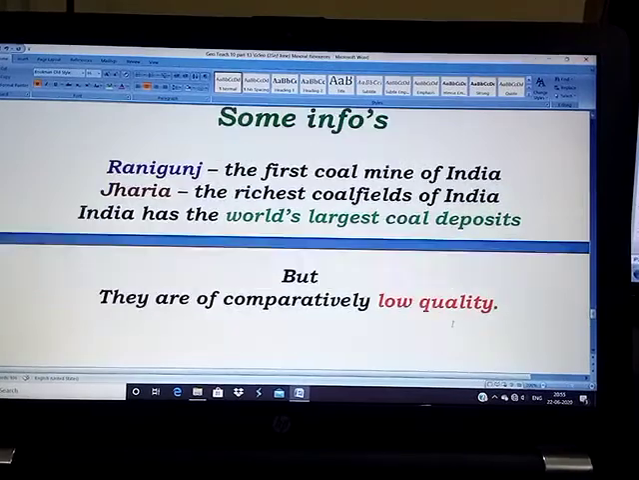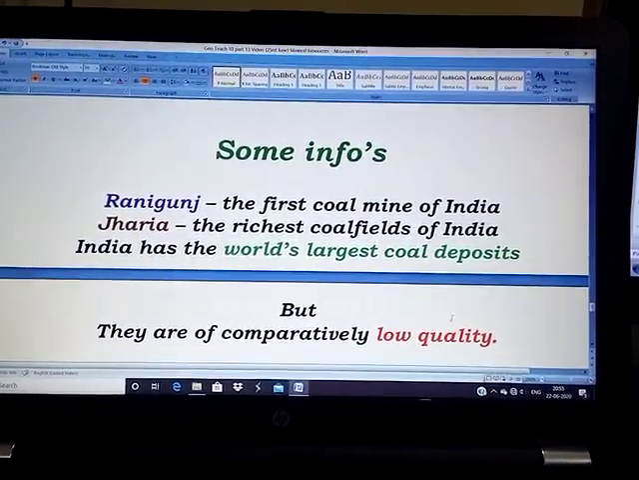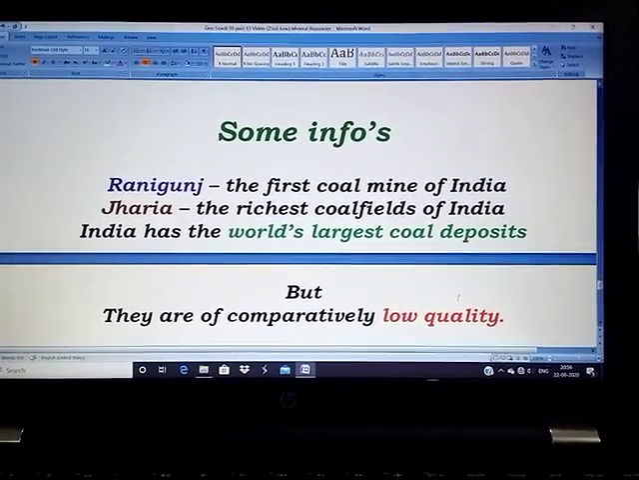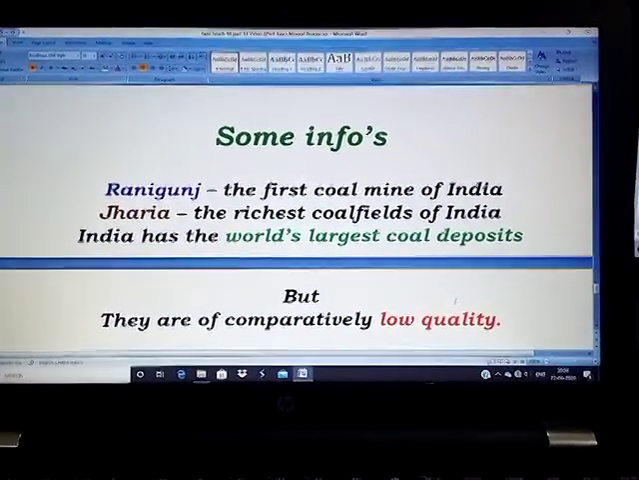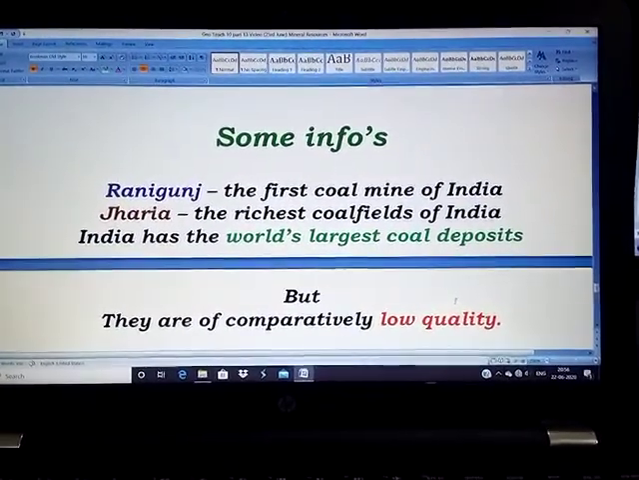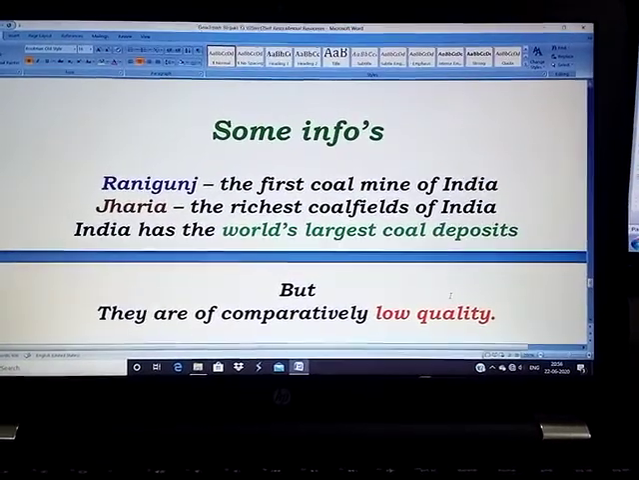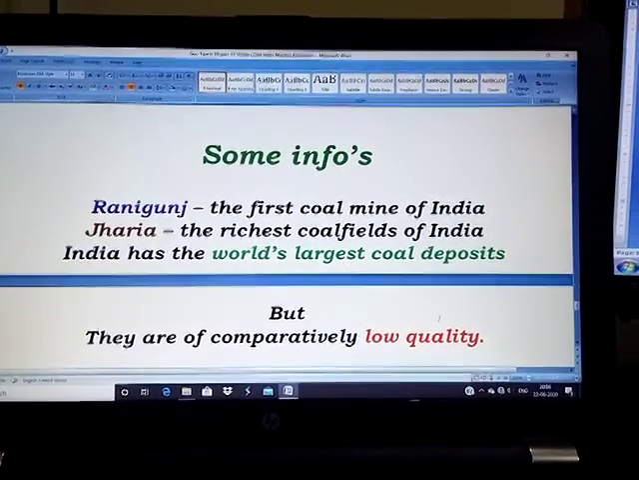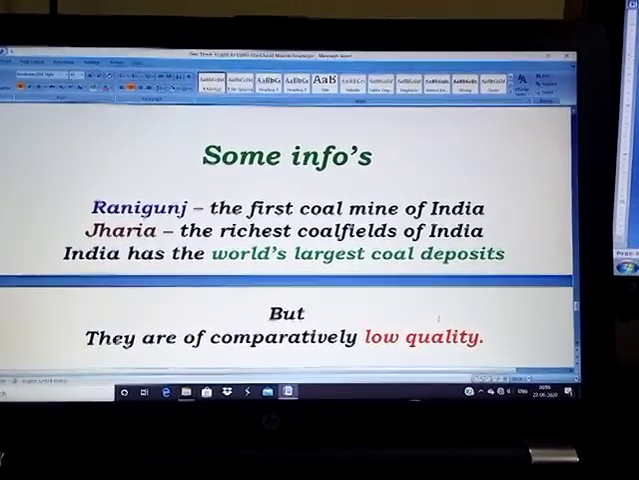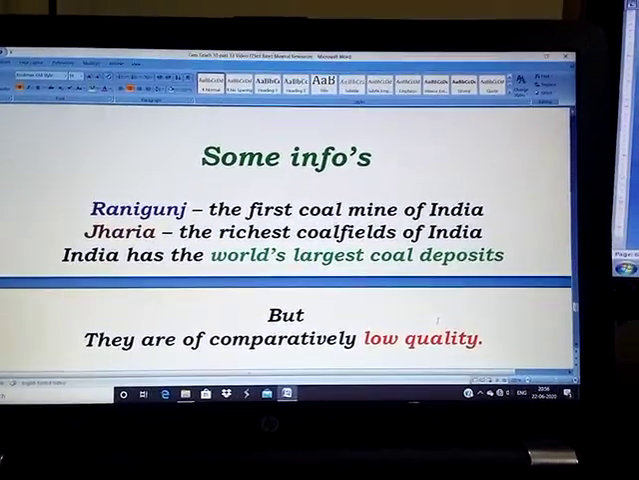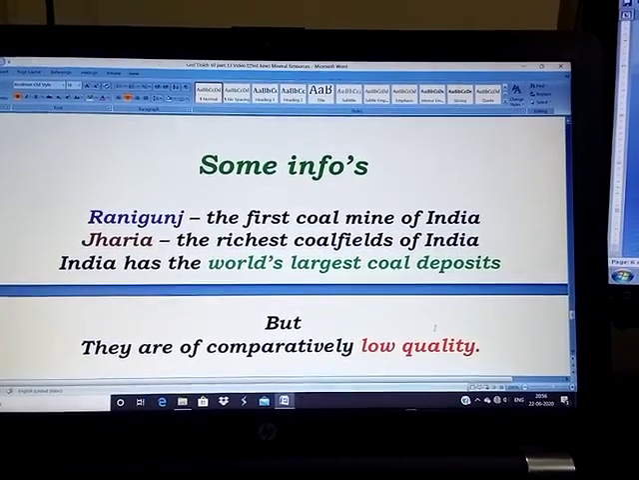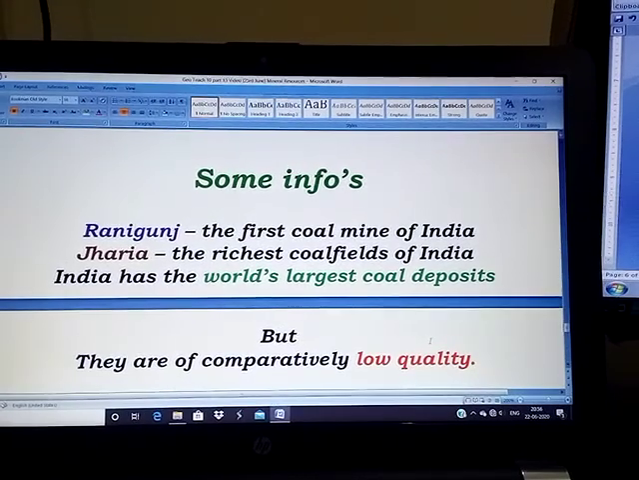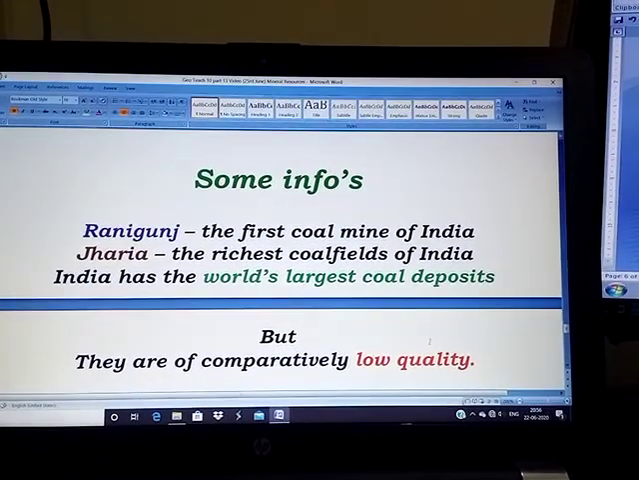Now, it is better to have some basic information about coal. Like in India, Raniganj in West Bengal is not very far away from Dhanbad. From Dhanbad, it is just an hour journey by train. Raniganj, it is in West Bengal, of course. If you go from Dhanbad, it is just after Asansol. Raniganj, the first coal mine of India.